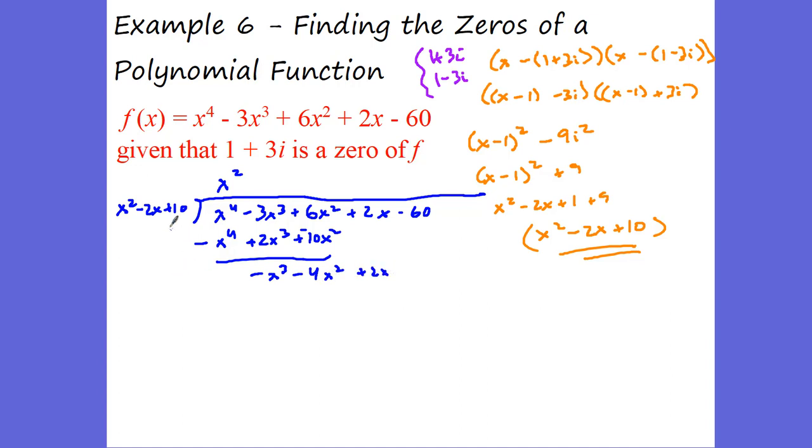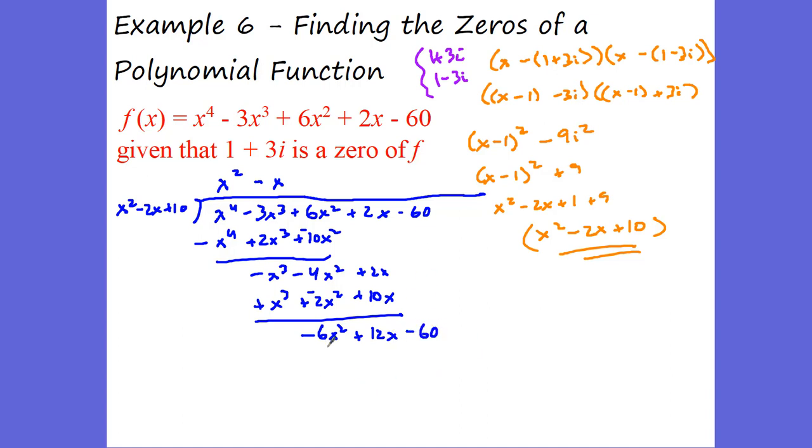So how many times does x squared go into negative x cubed? That's negative x. I'm going to distribute this negative x to everyone. So we have negative x cubed; negative x times negative 2x is positive 2x squared; negative x times 10 is negative 10x. I'm going to switch my signs when I do my long division. So negative 4x squared, negative 2x squared, gives negative 6x squared, and we get 12x. We bring this negative 60 down.